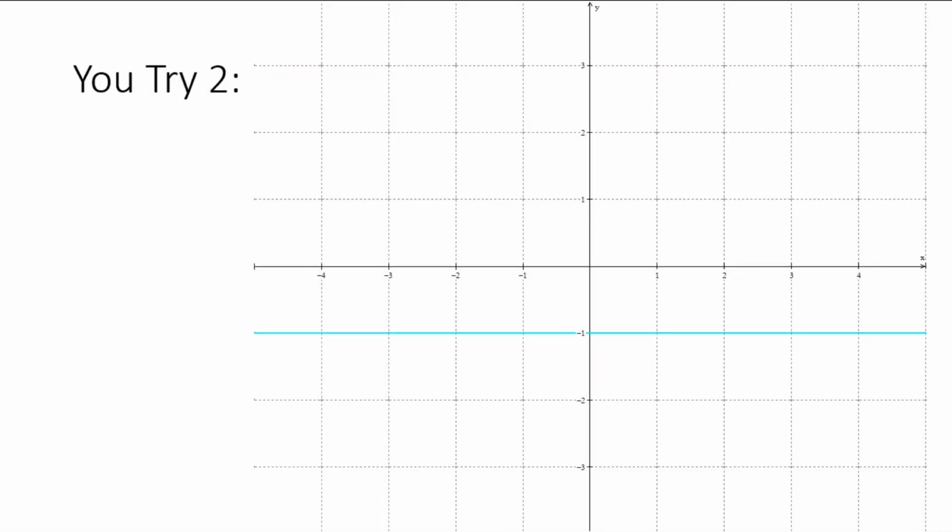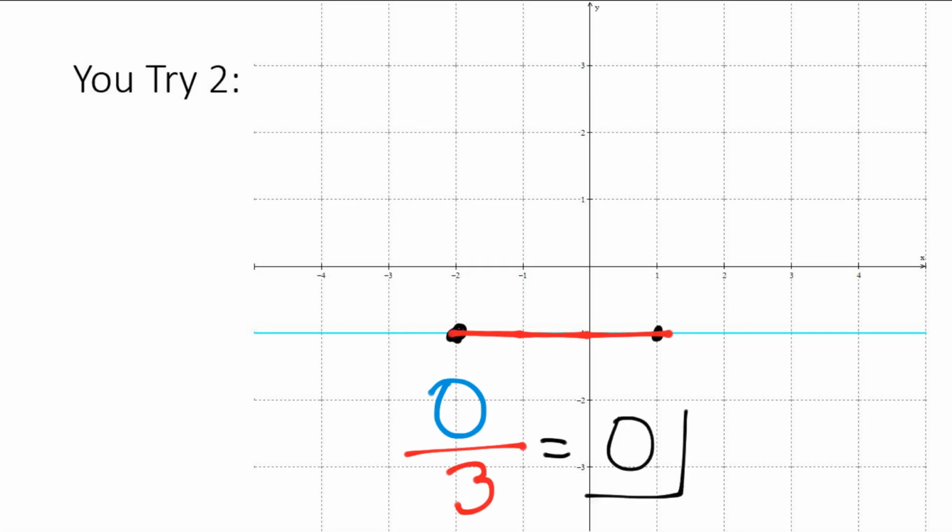Okay, find the slope of this line, and I'll see you in a second. Okay, let's take a look here. I'm going to choose 2 points. I'm going to choose the point here, and the point here, and let's see, how are we rising? Well, we're not rising at all. So we're rising 0. How are we running? 1, 2, 3. Well, 0 over 3 is still 0, which means this line has a slope of 0. In fact, any horizontal line has a slope of 0.